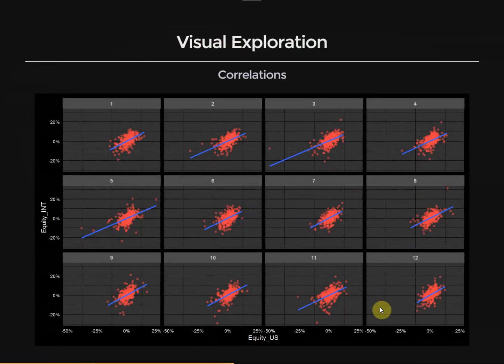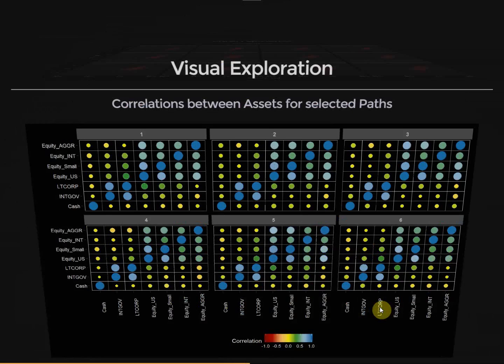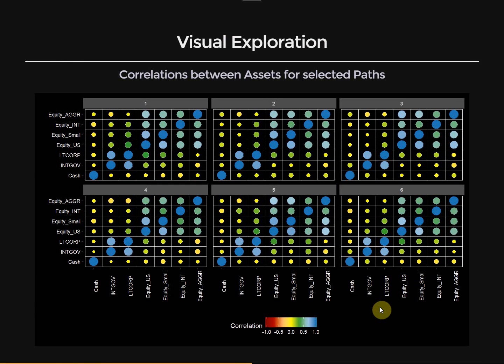Obviously, we'll be quite keen also to understand the correlations. Here we show the correlations, the scatter plots between US equity and international equity. Here we plot it between all the asset classes for every path. Now, in this graph, we show you basically 6 paths. So to the top left, path number 1, and the correlation calculated for the 7 asset classes.